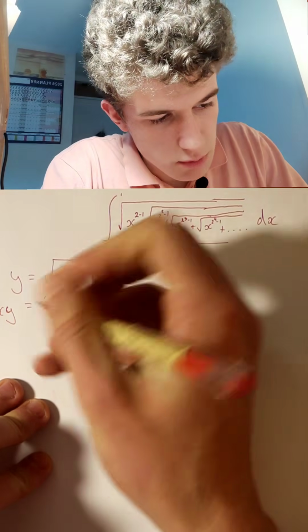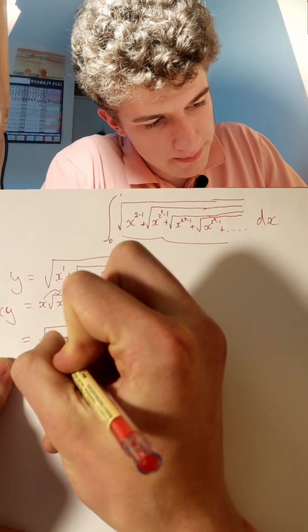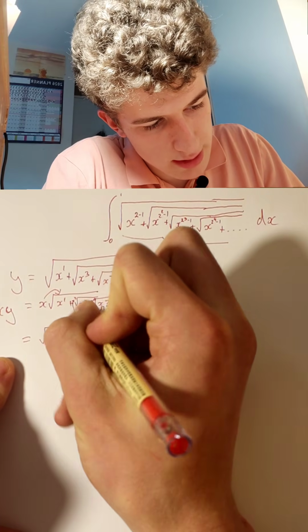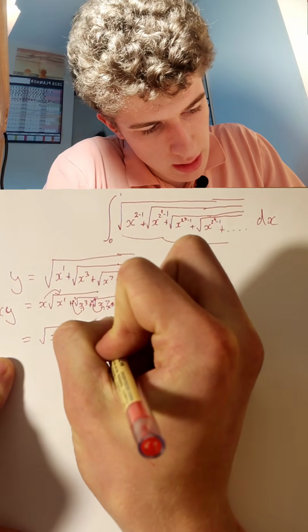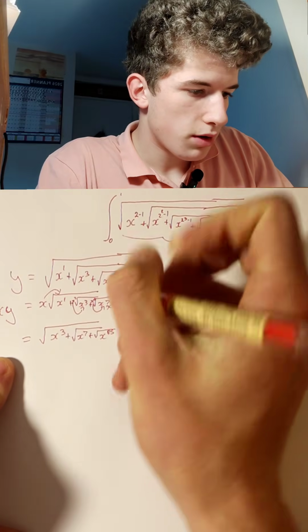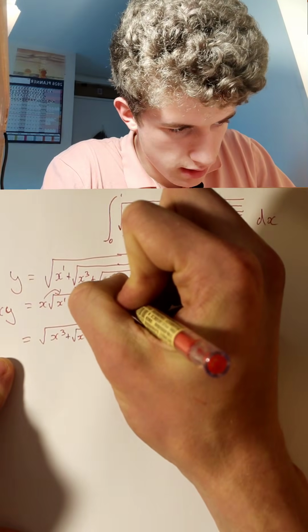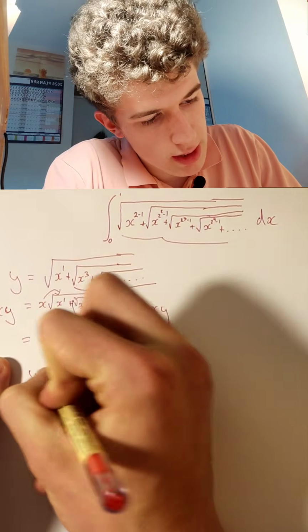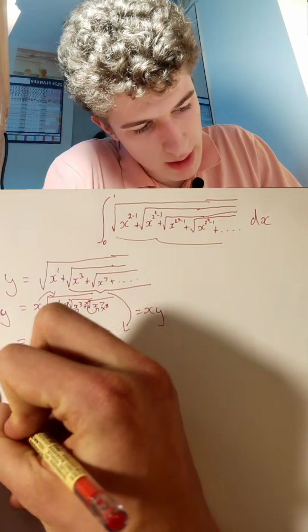So we're going to get x times y is equal to square root x cubed plus square root, so 3 plus 4 is x to the 7, plus square root x to the 15, and so on. And this is perfectly equal to this bit. So this is equal to our xy. So you can write y is equal to square root x plus xy.